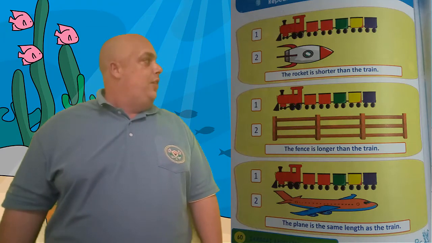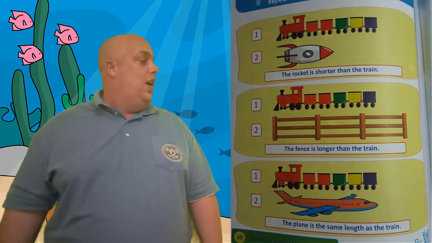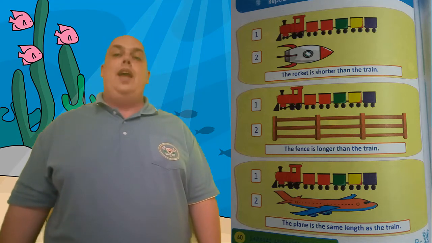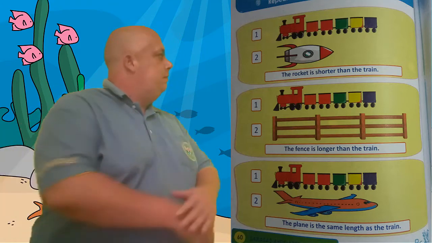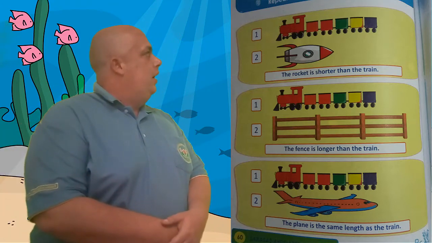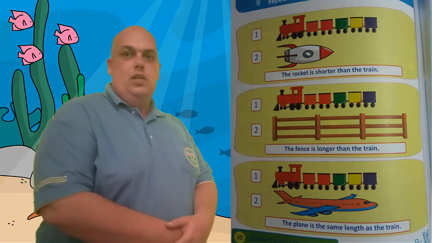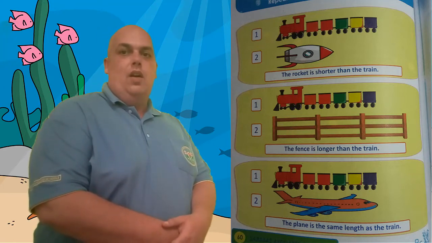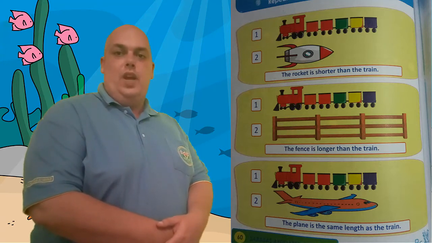Okay, so what do we see on the next page? Okay, well, I see 3 trains, I see a rocket, a fence, and an airplane. Okay. Now, so we have the train and the rocket. Now, the rocket is shorter than the train.